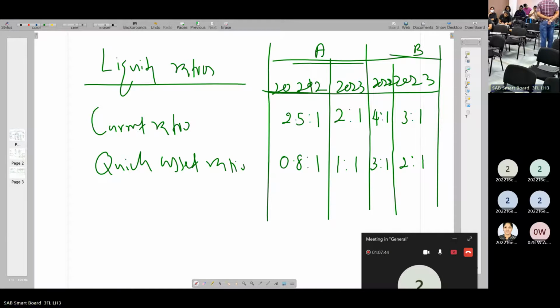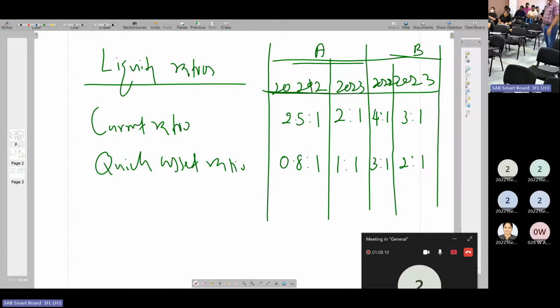2 to 1. Current assets of two and current liabilities of one is said to be good. It is not a law, it is a rule. In some textbooks, 1.5 to 1 is good. Based on the nature of the business and the industry, that can be changed, but generally 2 to 1 is good. Right?